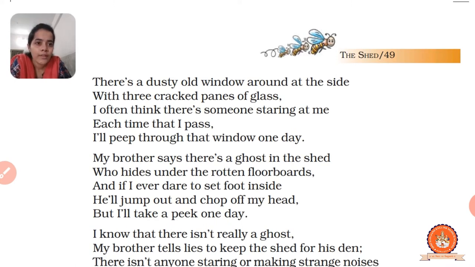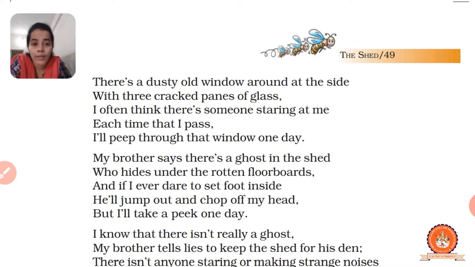I often think there's someone staring at me. So you know, the poet many a time thinks, often means many a time, that there is someone inside that shed, okay, and he's looking at the poet from that window, all right? Each time that I pass, I will peep through that window one day. So the poet is saying that whenever I pass through this shed, I think that somebody is staring at me, and I want to know who is inside that shed, okay?